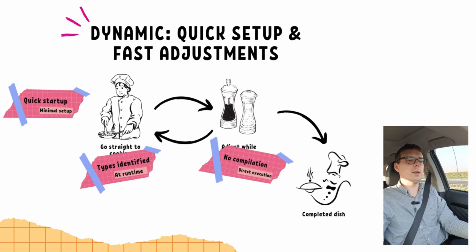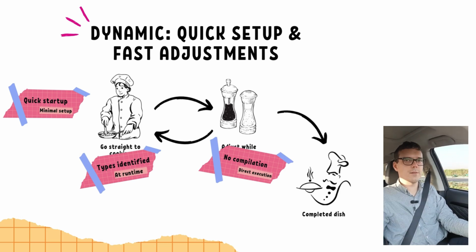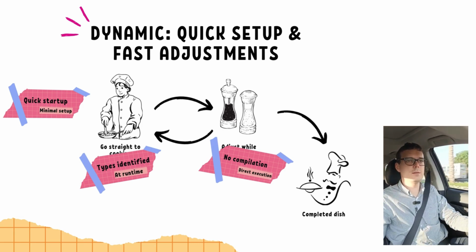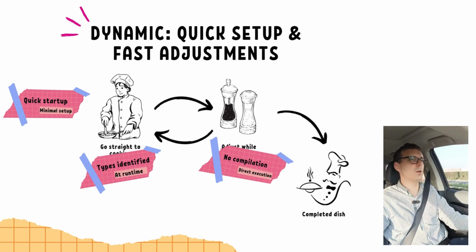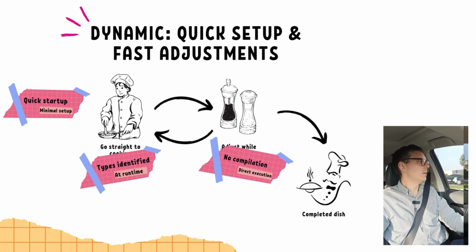Maybe the execution is not as fast as if you would have all the ingredients prepared before, but you definitely save a lot of time in the preparation phase. You basically don't need it. You go straight and start execution and you do things on the go, verifying them and adapting when you need to. And this is similar to dynamic languages.